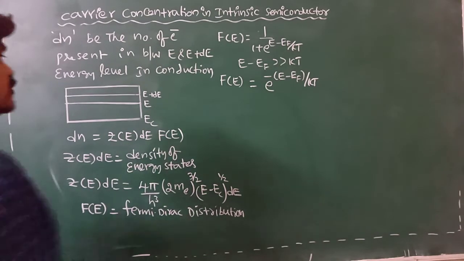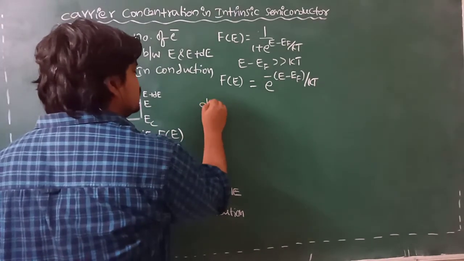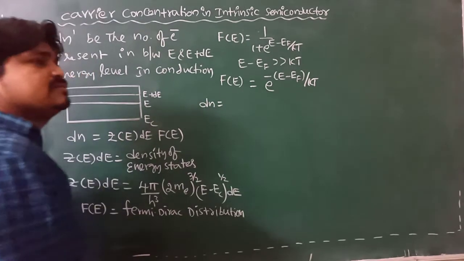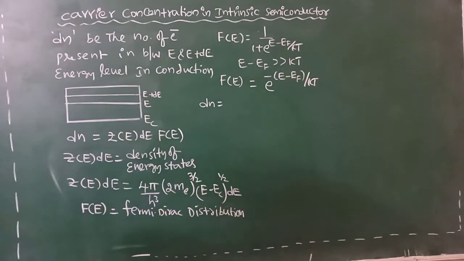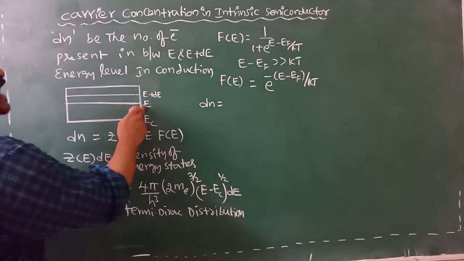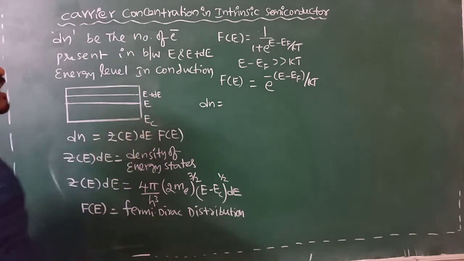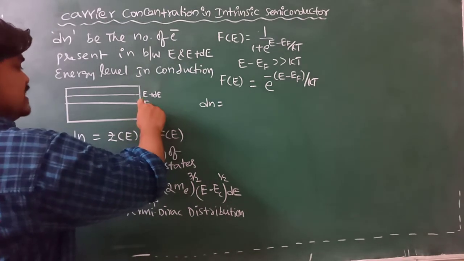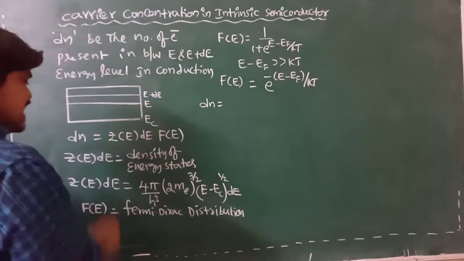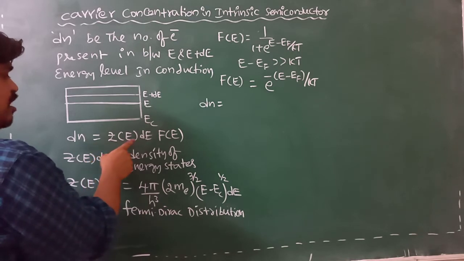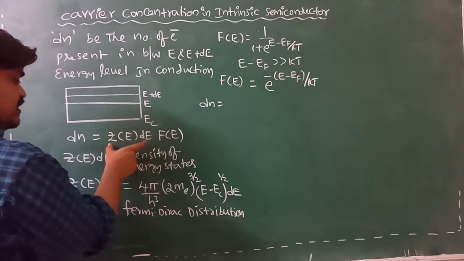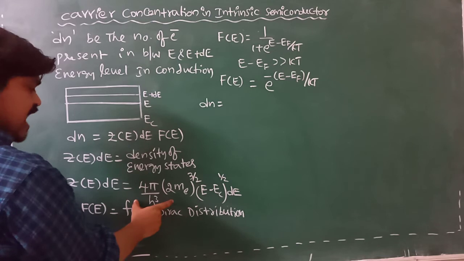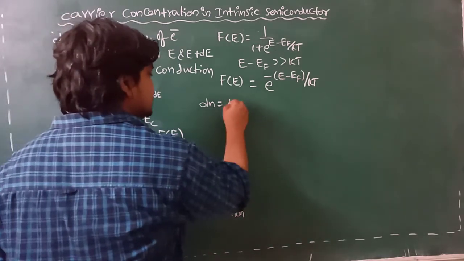Now dN is equal to the number of electrons that lie between Ec and E. dN is equal to Z of E dE times F of E. See here, Z of E dE I define like this. So can I substitute here?